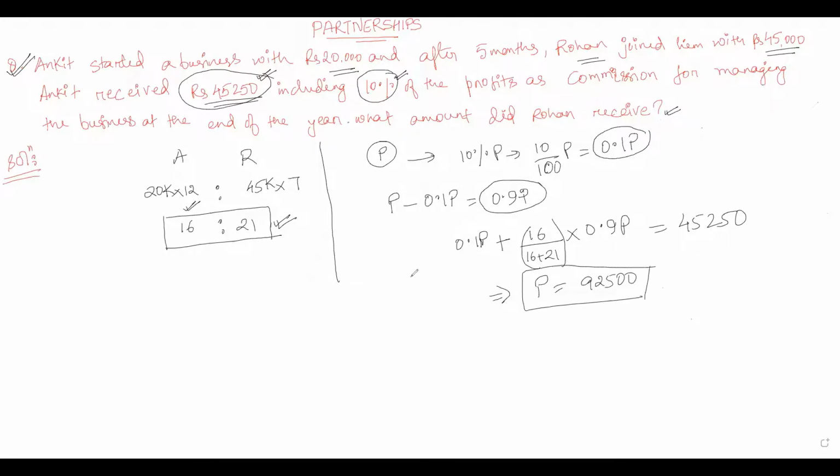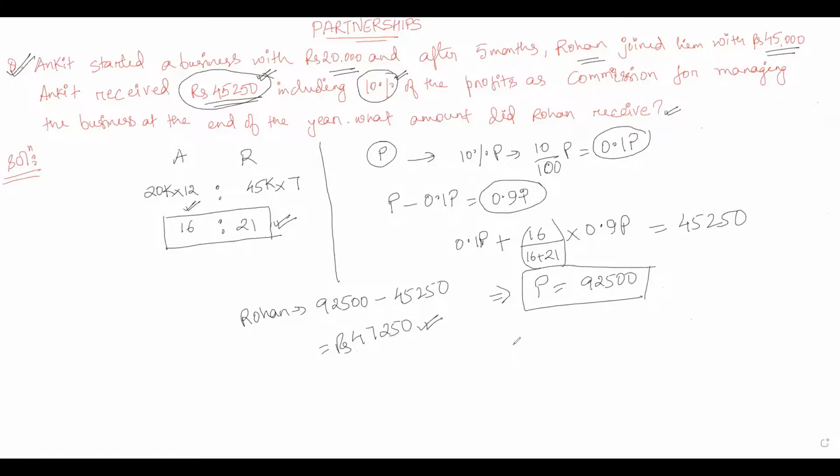So now if we simply calculate this out, the total profit P would be coming as 92,500. So now if we calculate Rohan's share, this would be total profit, which is 92,500 minus Ankit's profit, which is 45,250. So if you simply calculate this out, this would be 47,250 rupees. So this is one way of finding Rohan's share.